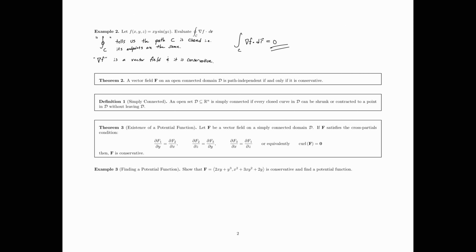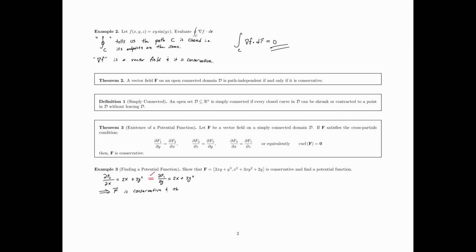So del f2 del x, that is the x partial of the second component of the vector field, which is 2x plus 3y squared. And then we have del f1 del y, the y partial of the first component, which is 2x plus 3y squared. These are equal, so this tells us F is conservative. Check.